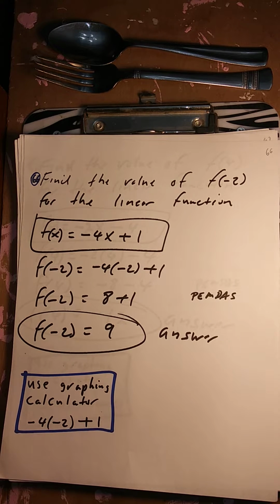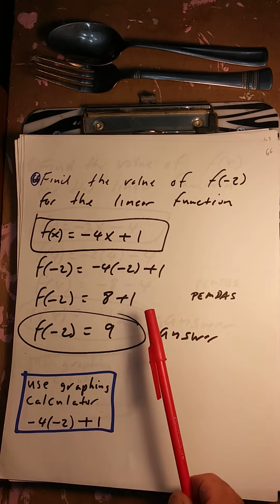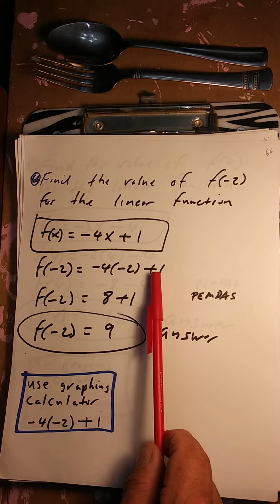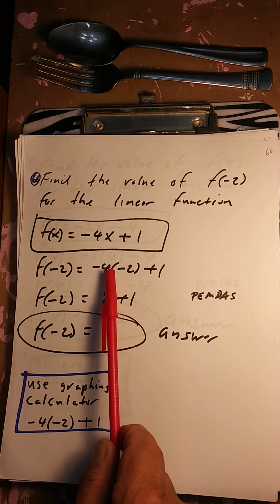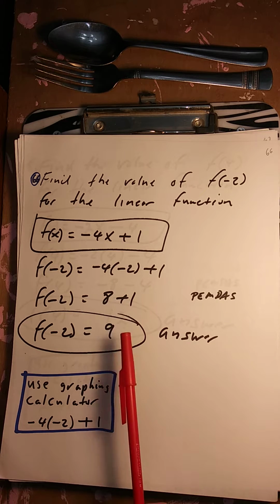A little bit different. Find the value of f of negative 2 for the linear function. F of x equals negative 4x plus 1. So let's see. F of negative 2. So put it in there. Multiplication or addition? Nope. Multiplication goes first. This is the order of operations. So negative times a negative is a positive 8. 8 plus 1 is 9.